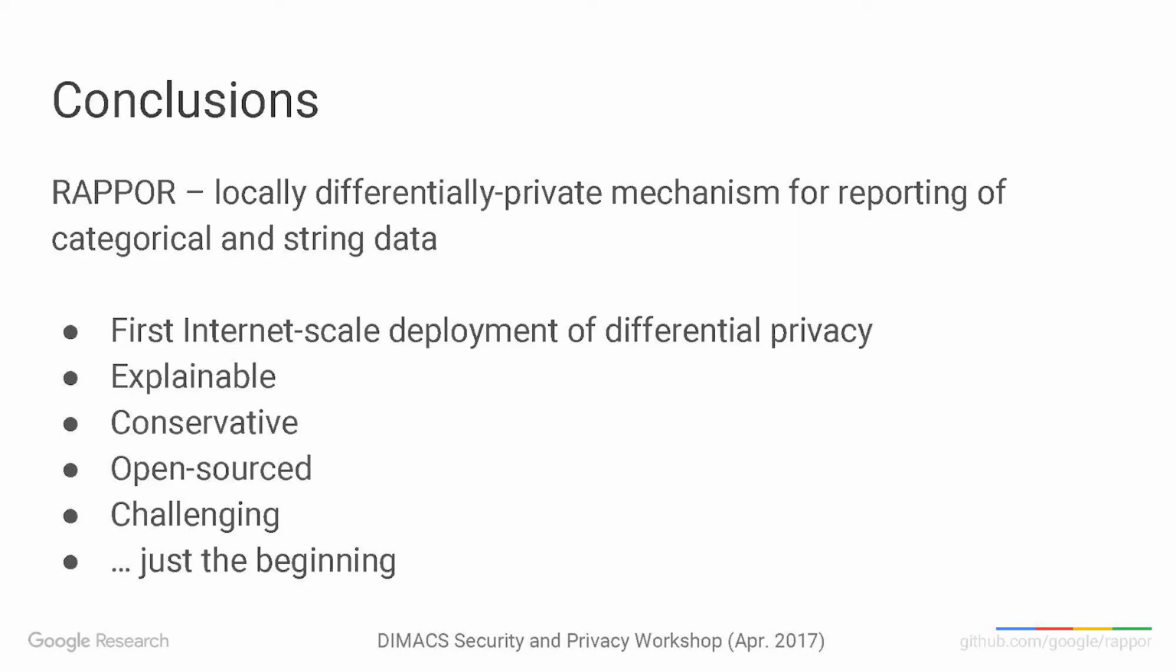So to conclude in one slide, RAPPOR is a locally differentially private mechanism for reporting categorical data and string data. That's what I explained. As far as we think, it's the first internet-scale deployment of differential privacy. We're collecting a lot of reports today, and we continue to do so. It was explainable, which contributed to its success. It was very conservative, so we failed in a lot of cases where we just didn't get enough data. Some of these error bars were just too big for people to use, but it's good to be conservative in deploying new techniques at scale.